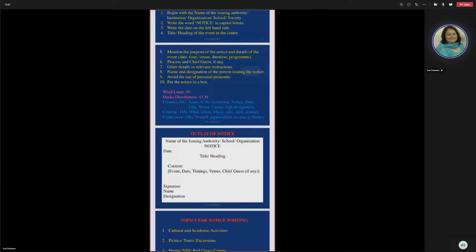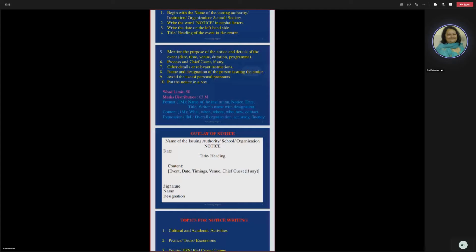Now title or heading of the thing is to be written right in the middle. Just see how it is. The format, if you can see it, it is right in the middle, and this is how it is to be done. Now coming to the content, the first paragraph which will be there, which will include day, date, time, venue, duration, and program.